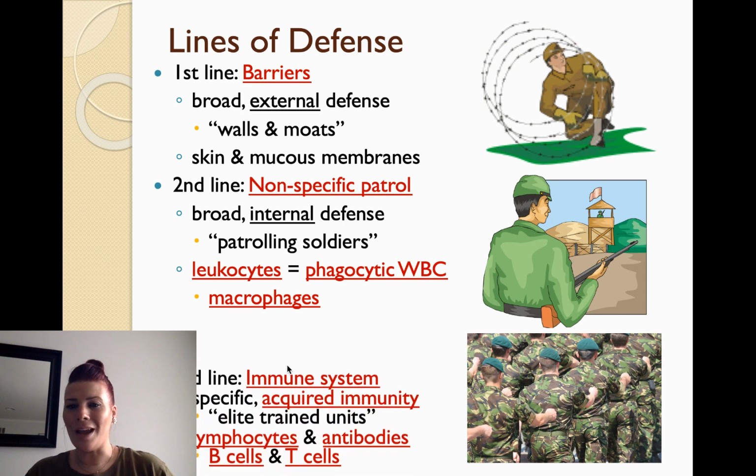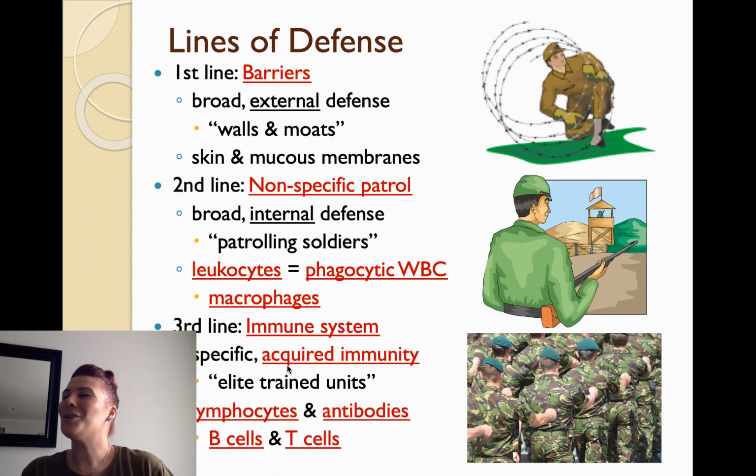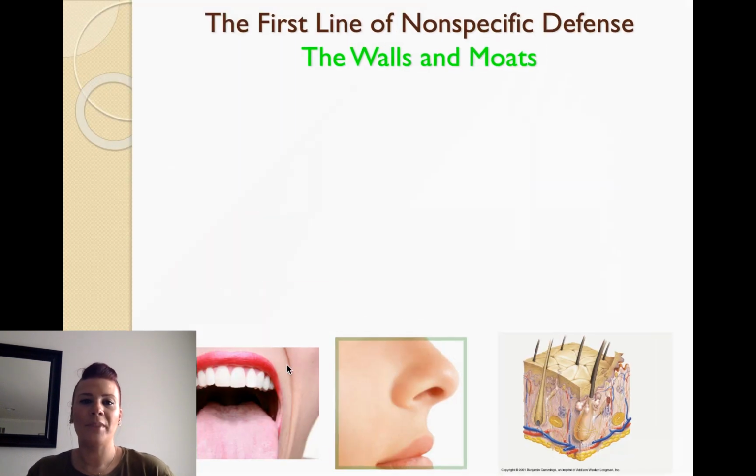And then your third line is the most specific. These are your elite trained soldiers. These soldiers are like, hey, I know that this bacteria or pathogen is bad. It's not supposed to be here. I only go after that pathogen. Okay, and we'll talk about how that looks. And that's called acquired immunity. You acquire it or develop it as you age.